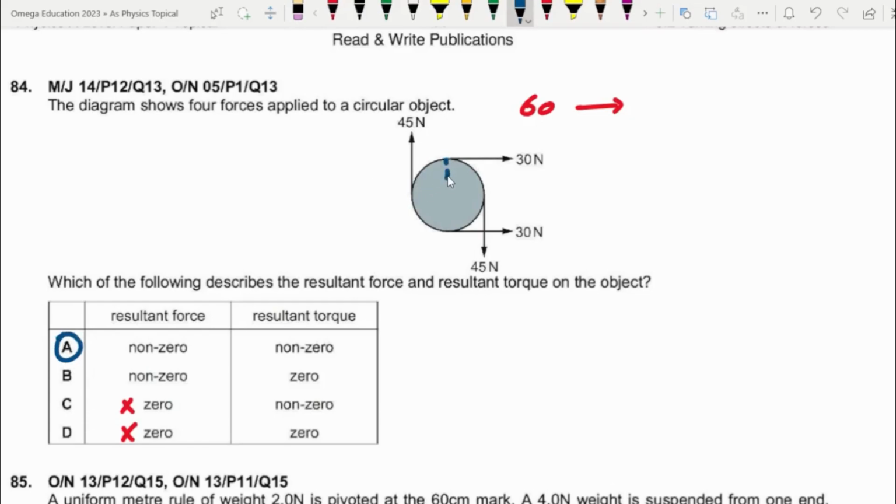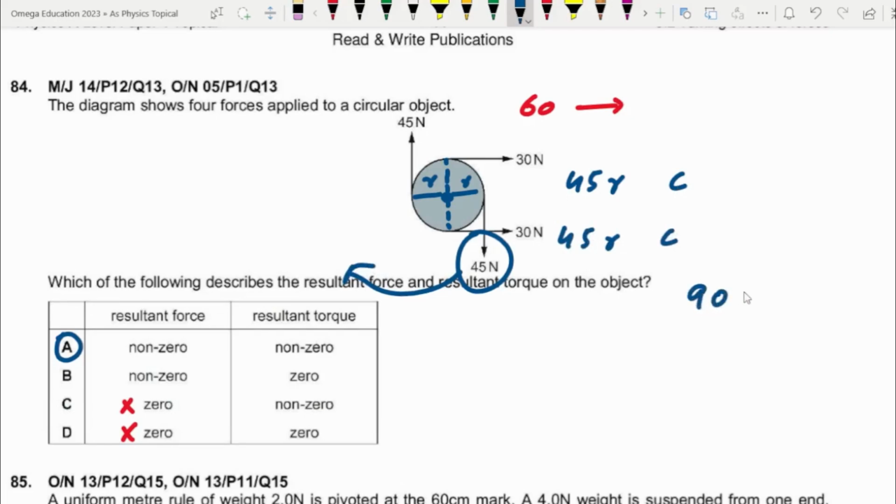If I break it down further, if this is your pivot, this is your radius, and this is your radius. So for the 45 Newton force, how much moment do you get? You get 45 times the perpendicular distance, which is r in this case, and that would be clockwise. And what about the lower force? That would also rotate it clockwise. So you get 45 times r, clockwise. So you get a total moment of 90 times whatever the perpendicular distance is, we call it radius here, clockwise. So your disk or the circular object would tend to rotate clockwise because it has a resultant clockwise moment.